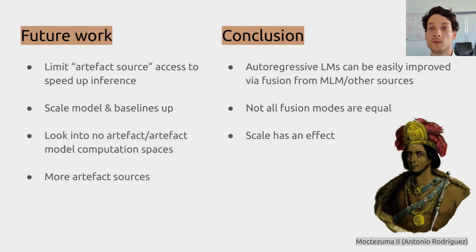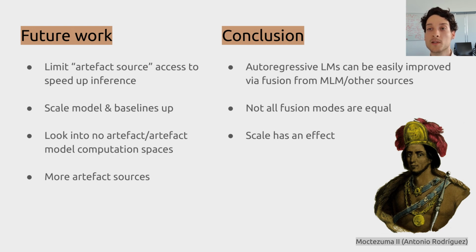For future work, we would like to see more methods to speed up the model inference while retaining the gains from the artifact access. The experiments should also be replicated on larger data and models to verify their validity, because we saw that the data size definitely has an effect. We did not dig deeper into answering the question how the fusion actually works, and I believe that both empirical and theoretical research can be done in this direction.